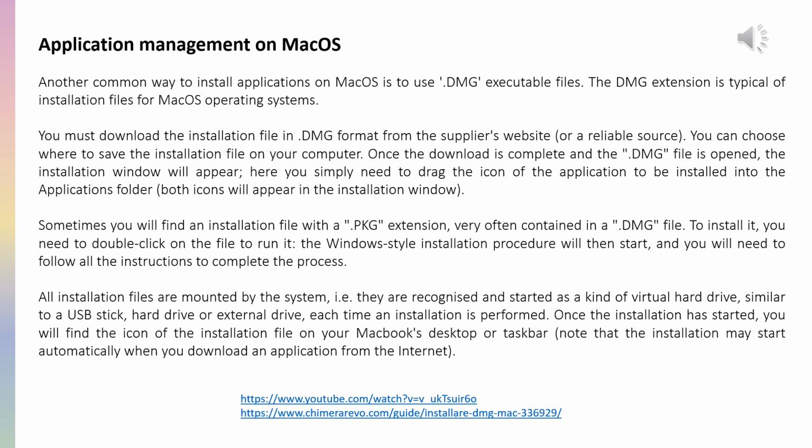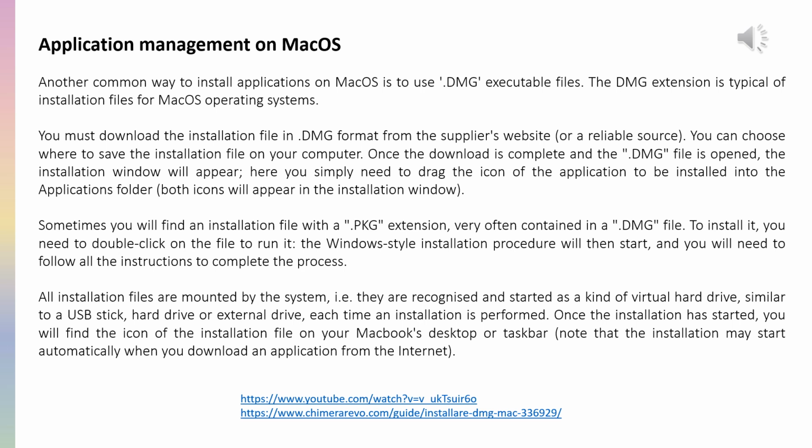Sometimes you will find an installation file with a .pkg extension, very often contained in a .dmg file. To install it, you need to double-click on the file to run it. The Windows-style installation procedure will then start, and you will need to follow all the instructions to complete the process.